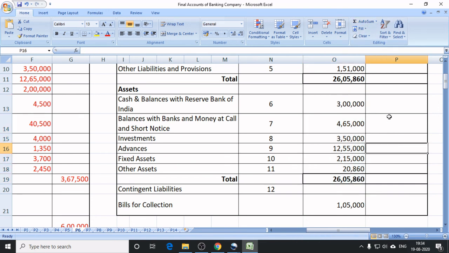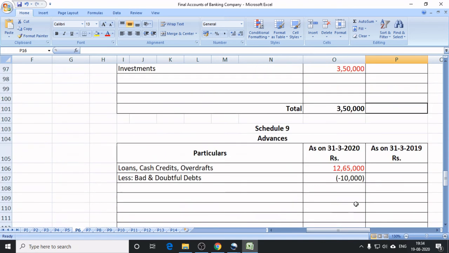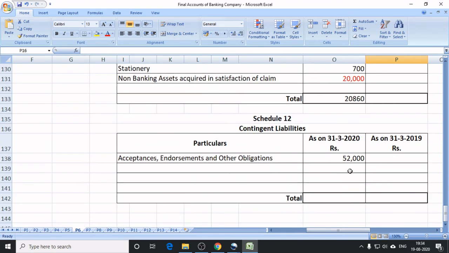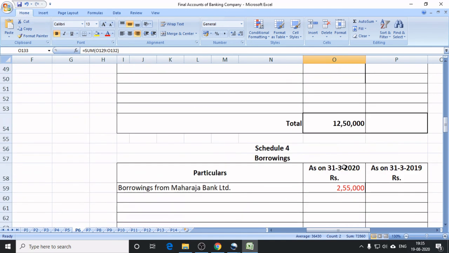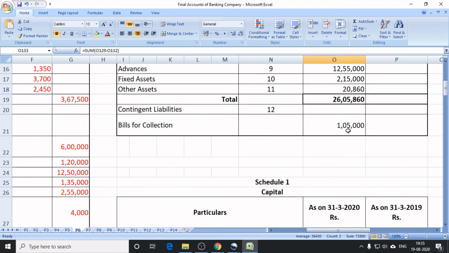Now the total is 26,05,860. Is there a contingent liability? Yes, there is. The value is 52,000, and we have to show it here. Now this problem is over.